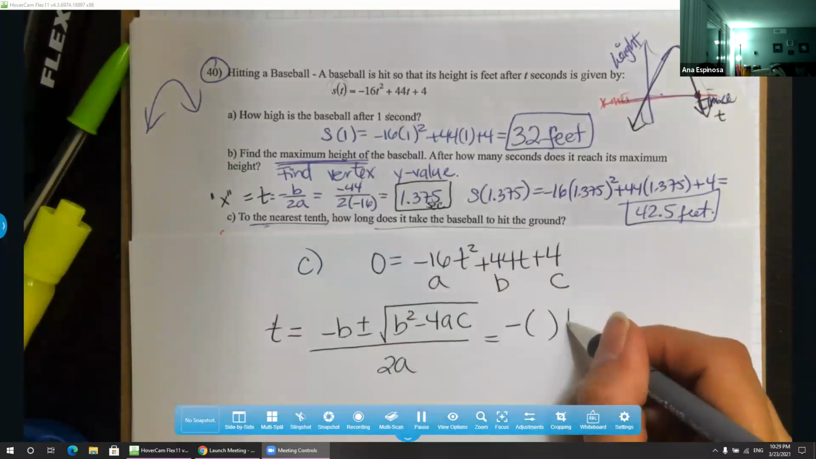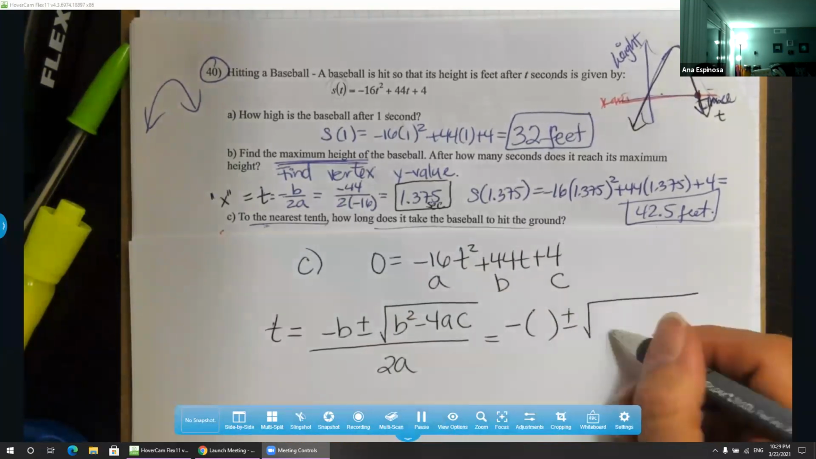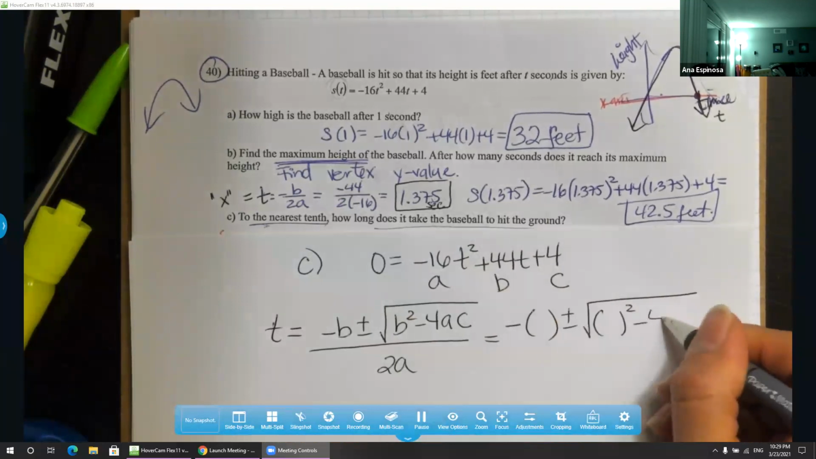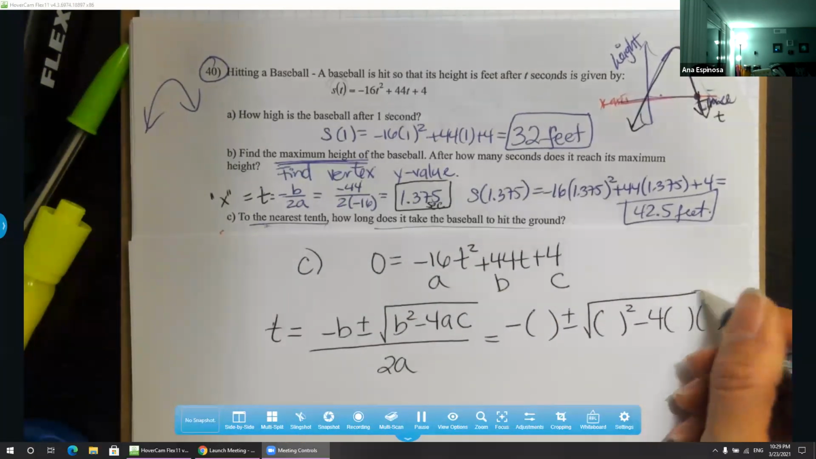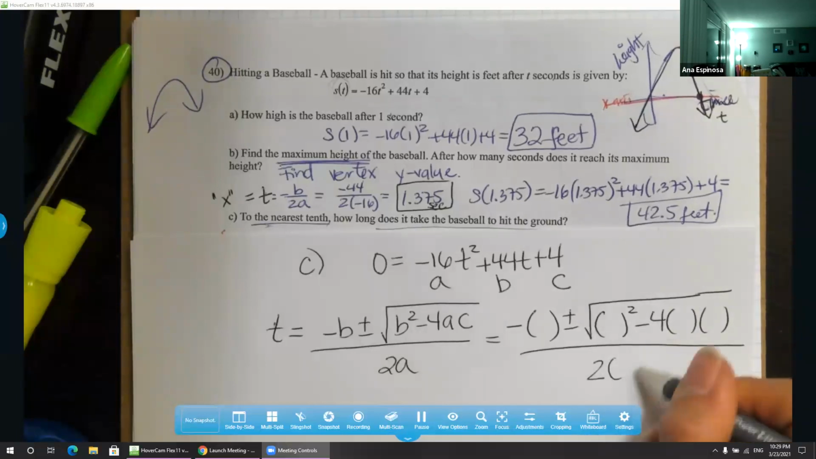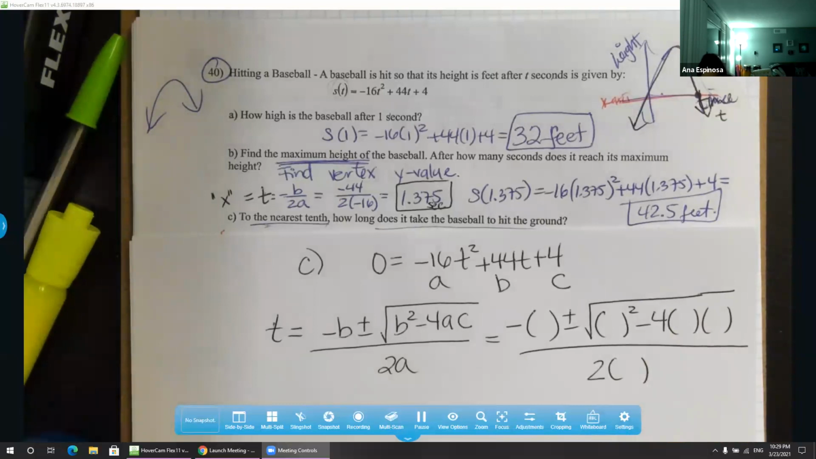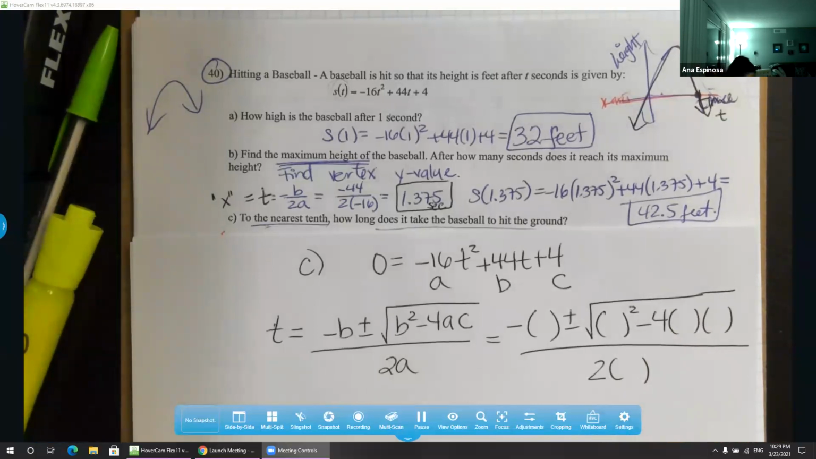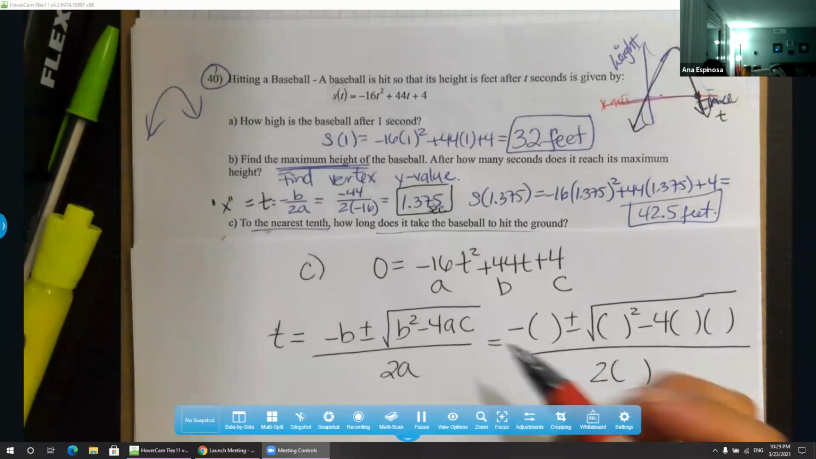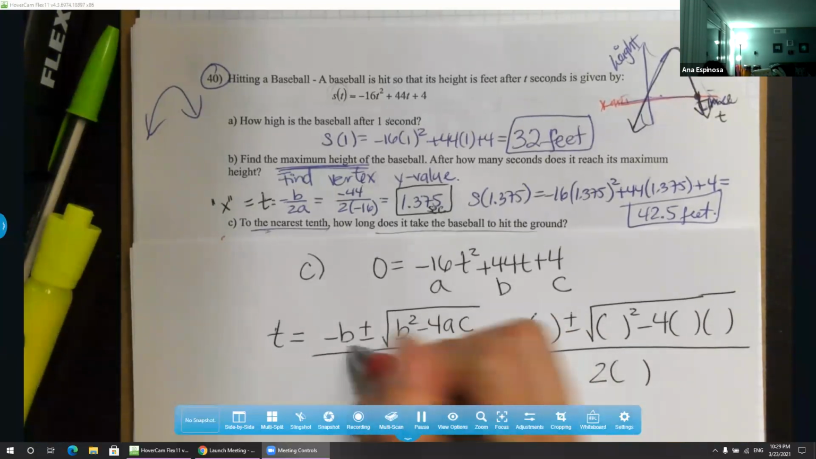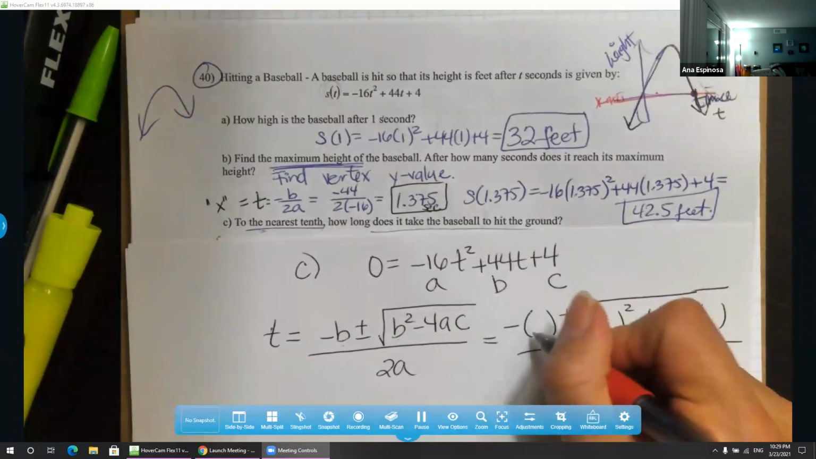This is what I do. Opposite of b plus or minus square root b squared minus 4ac. That's literally what I do every single time, and I never mess up the sign. If I'm doing signs, formula, and everything at the same time, I'm bound to make mistakes. So grab a different color. My b's go here, and b is 44.